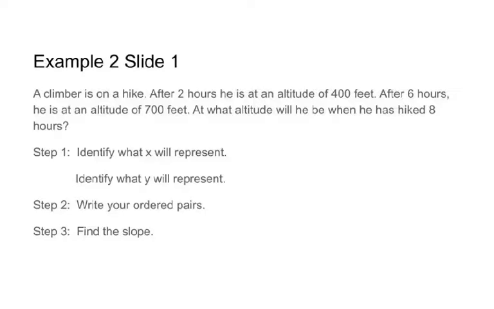Now for example 2. A climber is on a hike. After 2 hours, he's at an altitude of 400 feet. After 6 hours, he's at an altitude of 700 feet. At what altitude will he be when he has hiked 8 hours? So what will the X represent? X often represents the time. So it's going to represent the hours, because depending on the number of hours he's gone, then we know what his altitude is. Because the altitude is changing per hour.